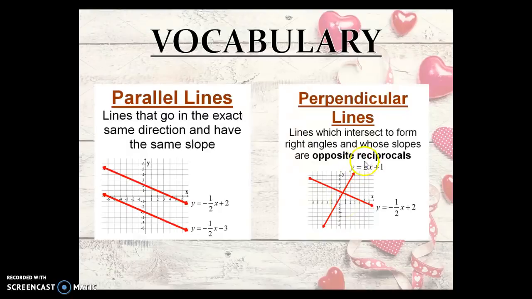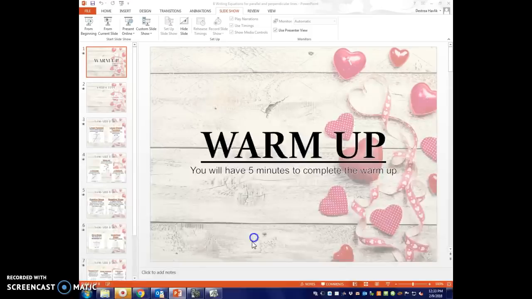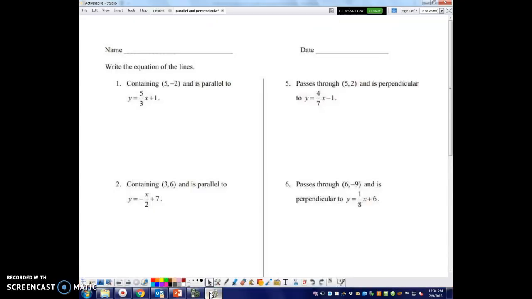So this slope right here, pay attention, is positive 2 over 1. This one is negative 1 over 2. Okay, so that's how you do the perpendicular slopes. So here we go, looking at the worksheet. All right, so write the equation of the lines.